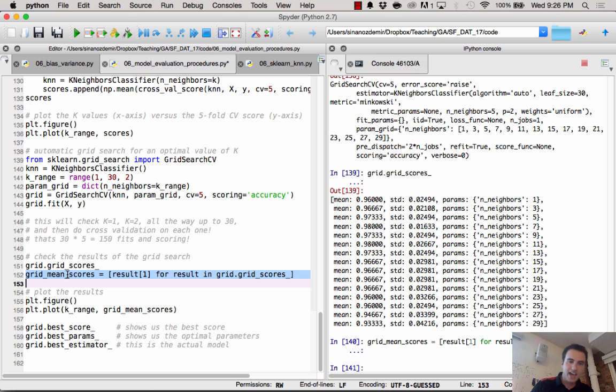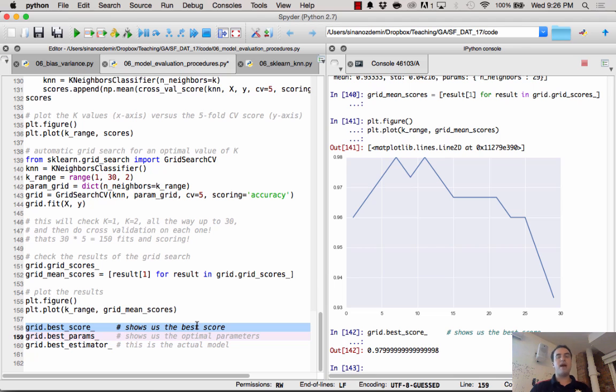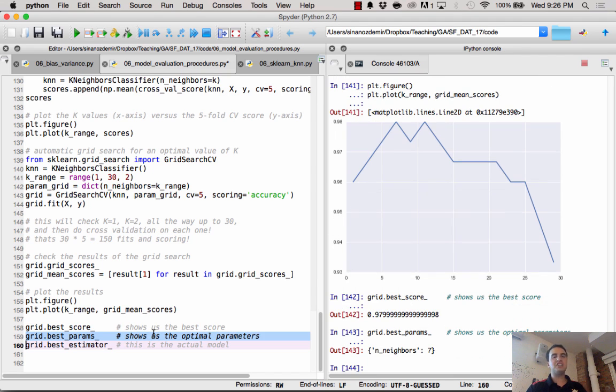I'll take the mean scores, plot them, and get the same graph as we got on our own. This is the same graph that we just got doing it by hand. Grid search got the same thing, which is good. We wanted it to get the same thing. It can also show us the best score, which was 98%, and the best parameters, which was n_neighbors equals 7.